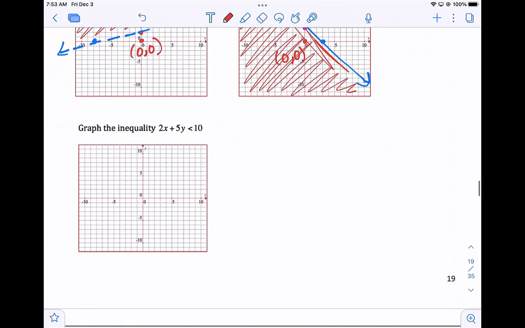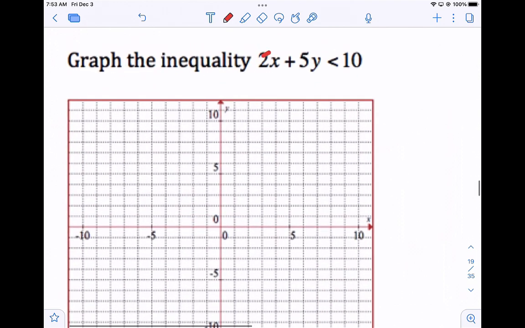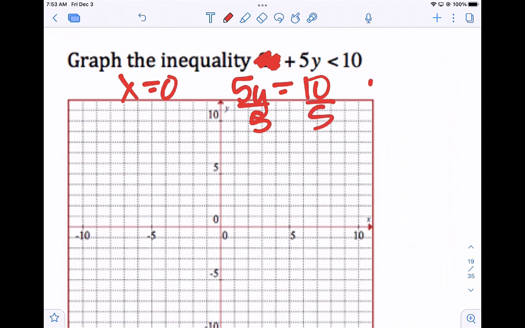And our last one, again, since x and y are on the same side, standard form, let's cover one up and solve. So let's say x equals 0. We cover up the 2x. We can make an equation, 5y equals 10. We'll divide each side by 5, so y equals 2. There's our first point.